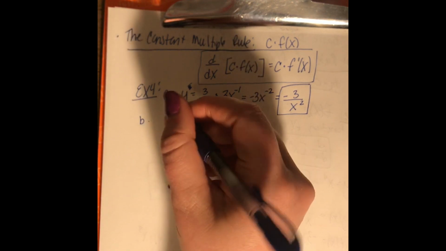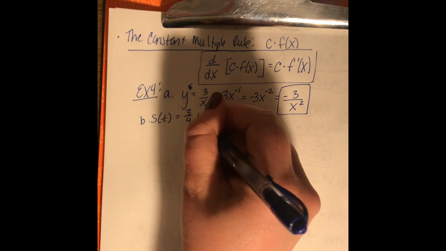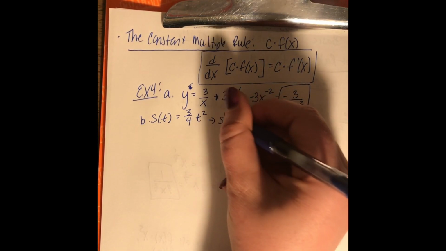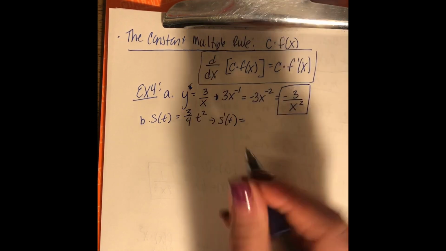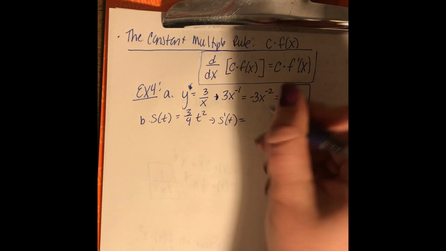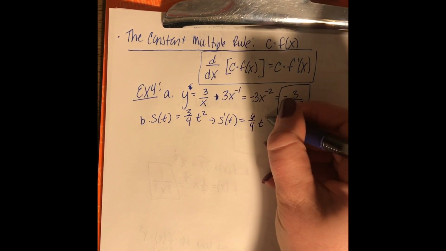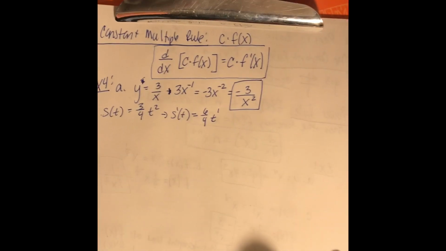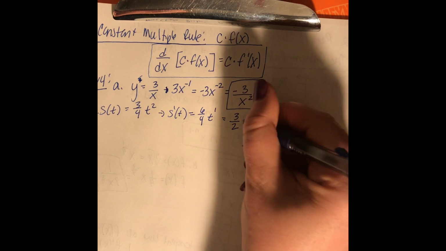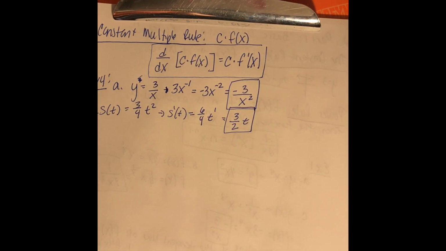All right, let's try a couple more. B, we're going to say s of t is equal to 3/4 t squared. So when we find s prime of t, we're going to take this 2, multiply it out in front. 2 times 3 over 4 is 6 over 4. When I subtract 1 from 2, we get 1. And then I'm just going to simplify. 6 over 4 is 3 over 2. And technically, we don't need the 1 there, so 3 over 2t. Good.